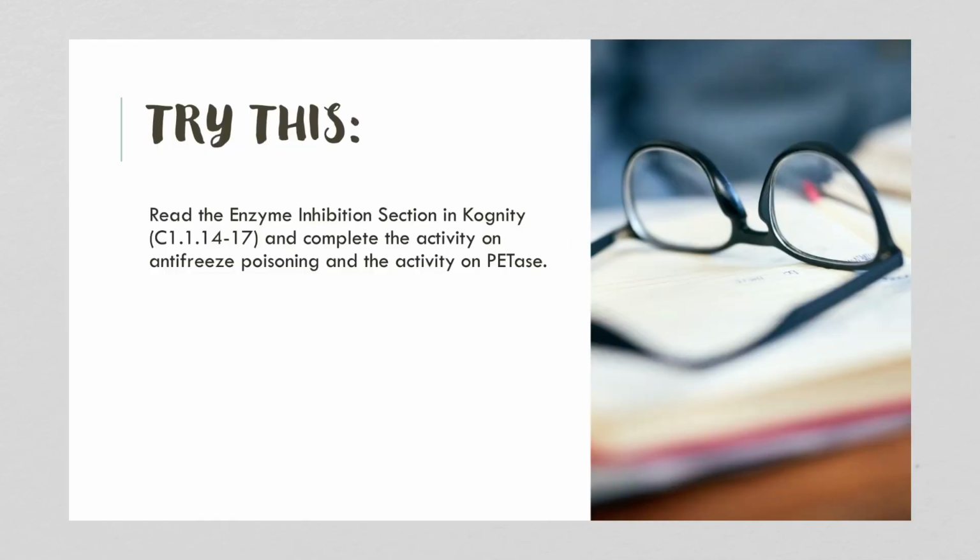And then finally, one job for you to do is to read the enzyme inhibition section in Cognity, see 1.1.14 to 17, and complete the activity on both antifreeze poisoning and the activity on PETAs. That will prepare you for our upcoming assessment.